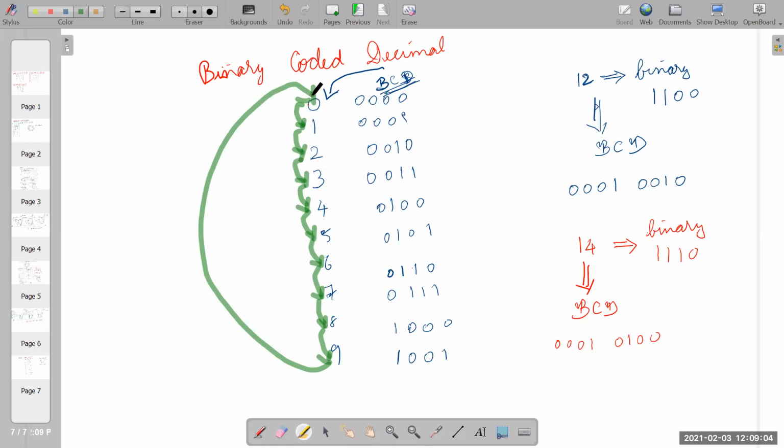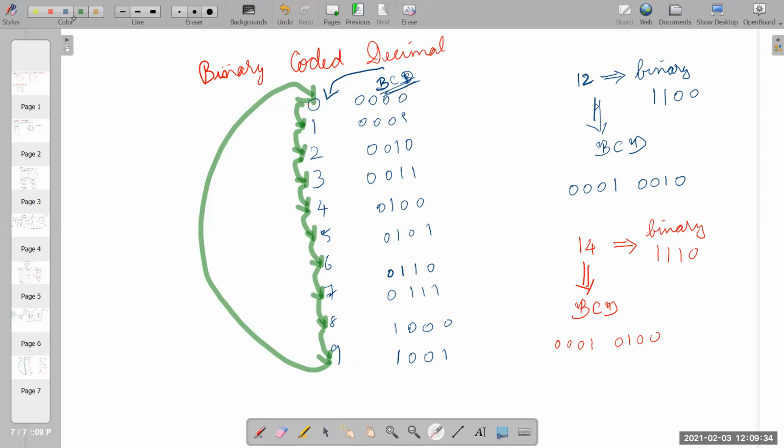So how many flip-flops do you require to implement this counter? Sir, 4. Yes, you need 4 flip-flops. For each bit, you need 1 flip-flop. Then what is the other difficulty? How many unused states are there? Your 9 is there, 10 is not there, 11 is not there, 12, 13, 14, 15 are not there.